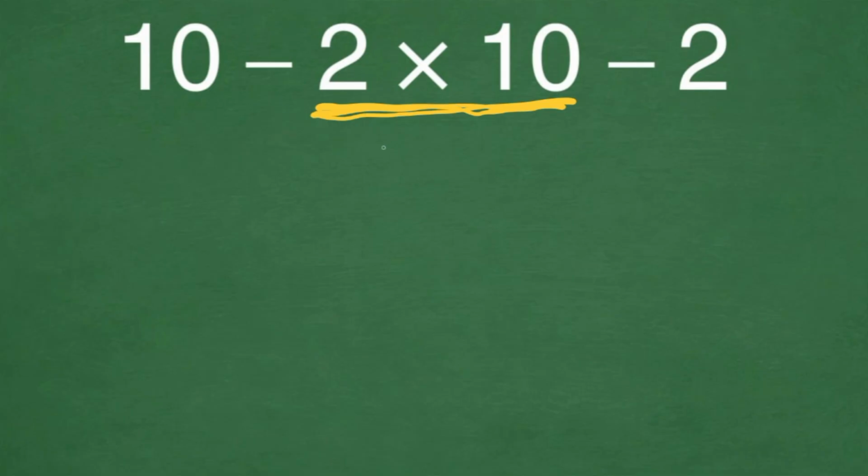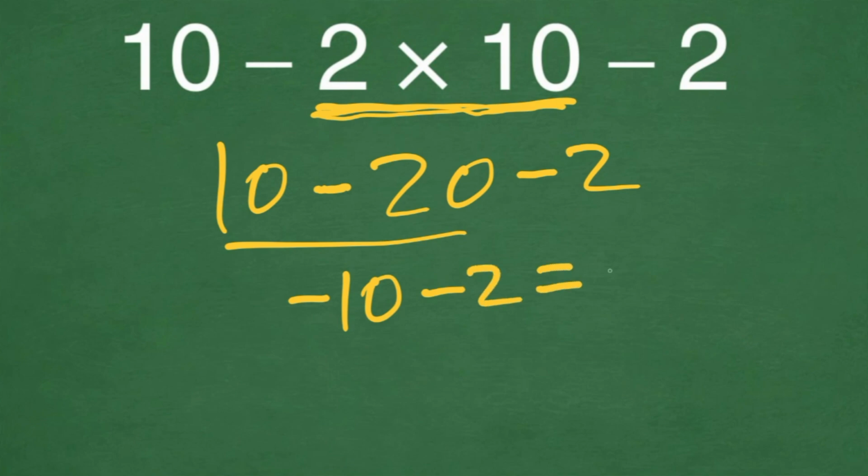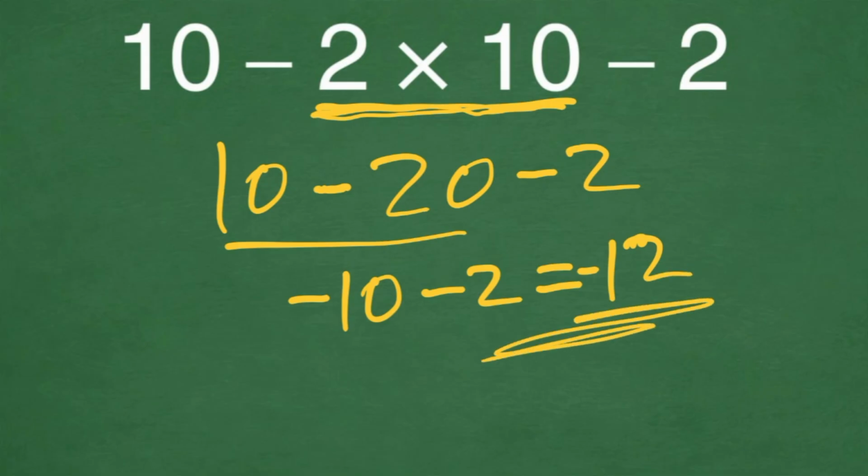So 2 times 10 gives us 20. So 10 minus 20 minus 2 is going to be the equation, and now we can simply operate left to right. So 10 minus 20 gives us negative 10, and negative 10 minus 2 is equal to negative 12. So the final answer to this question is negative 12.